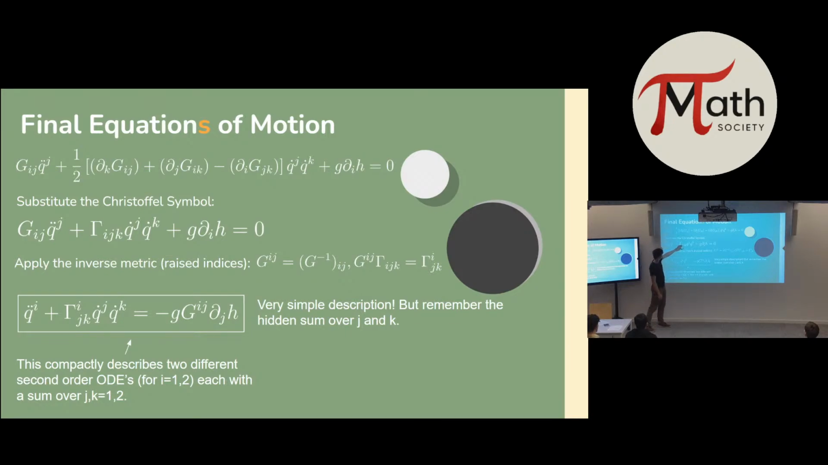Now this Christoffel symbol becomes a raised one, which I won't explain in too much detail, but you also apply the inverse. It's what we call a Christoffel symbol of the second kind. And we just have it here for the other part. And now this is very simple. But remember, of course, there's this hidden sum between j and k. So this is really two equations where we sum over every possible pair of j and k. But these are our equations of motion, which is very nice.